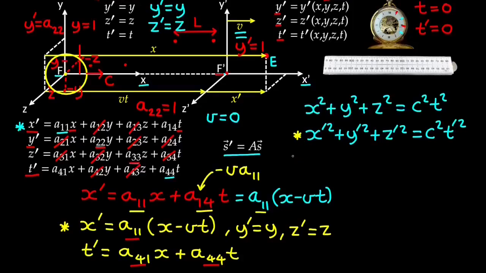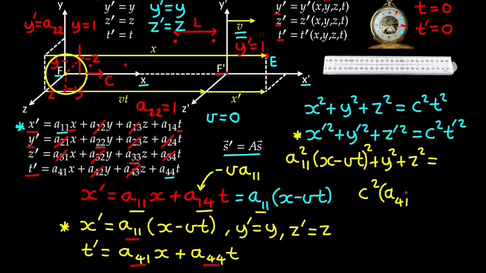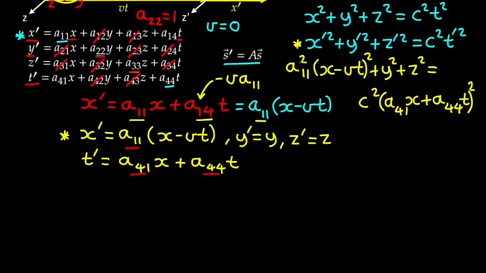So what we get is a11 squared by (x minus vt) squared plus y squared plus z squared is equal to c squared by (a41 x plus a44 t) all squared. And then doing some algebra, we can write this equation in the following form.